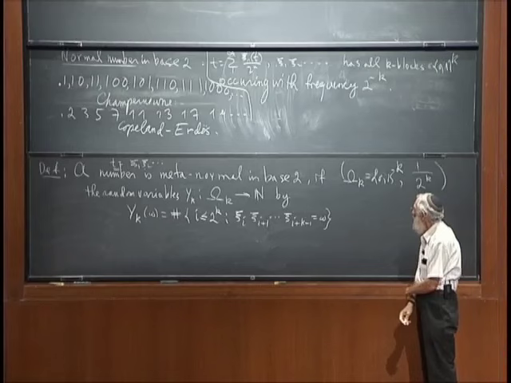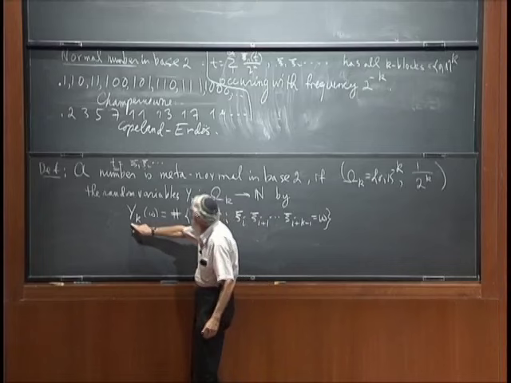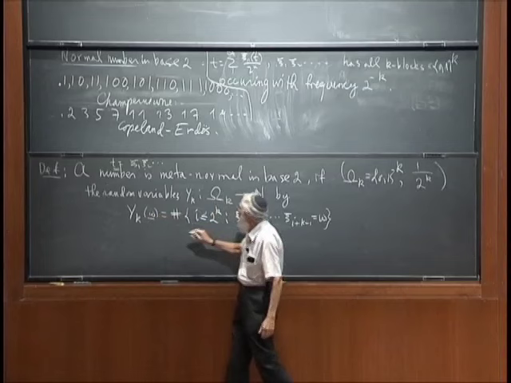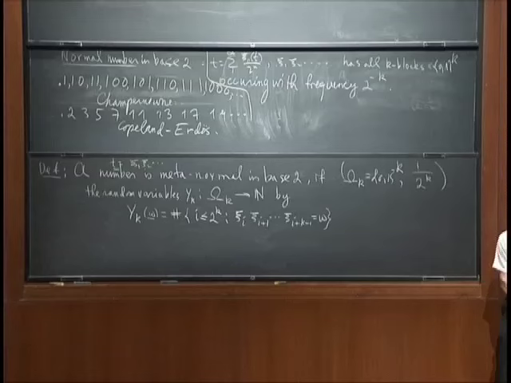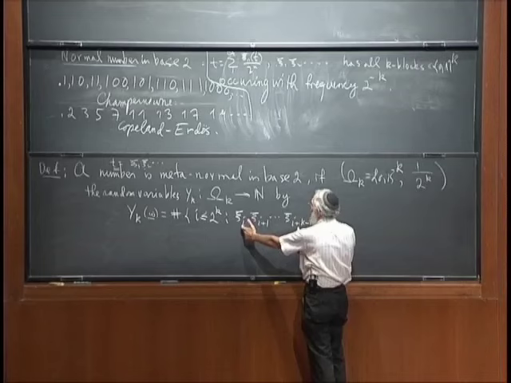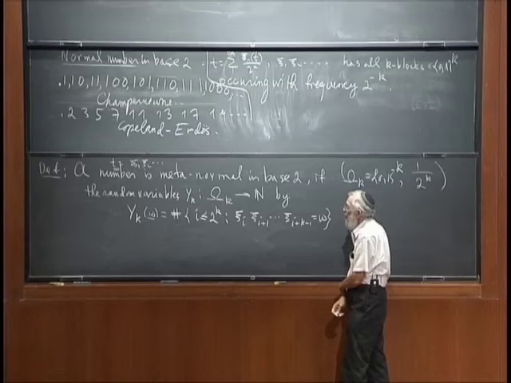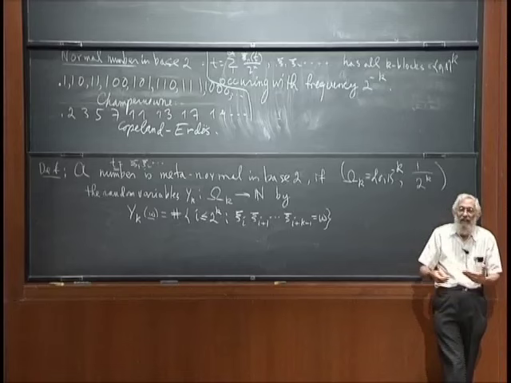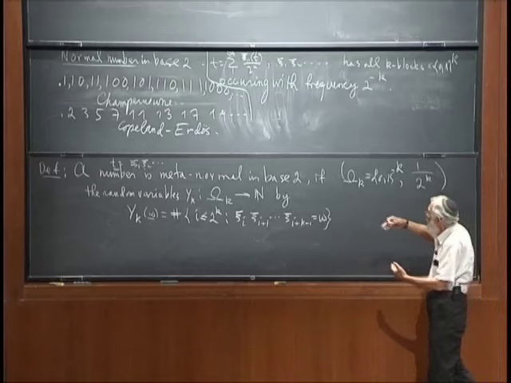Maybe I make that bigger. So I'm counting: Yk counts the number of times this particular k block appears in the first 2 to the k places. So what's the probability of it occurring at a particular place if this number was chosen at random? It's 1 over 2 to the k. So the expected value of Yk is 1, if I were to choose the xi's at random, but this is not what I'm doing.